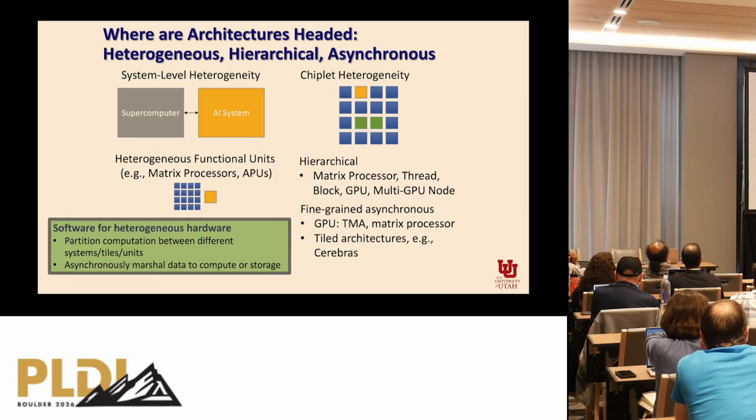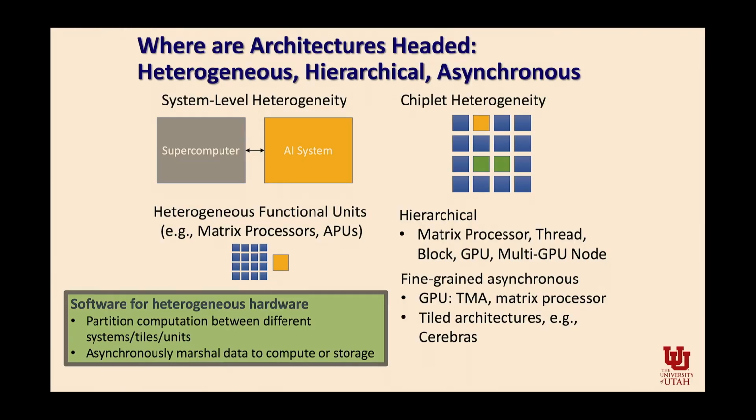But what we have now is very fine-grained asynchronous nodes. And so now we have to worry about very efficient interactions between processing units and memory. And we have to do that at a very fine grain. We also have these tile architectures. One of my students has done a bunch of work mapping geometric multigrid to Cerebras, which is a wafer scale tiled architecture. And so these are all the things that are going on in the hardware space.